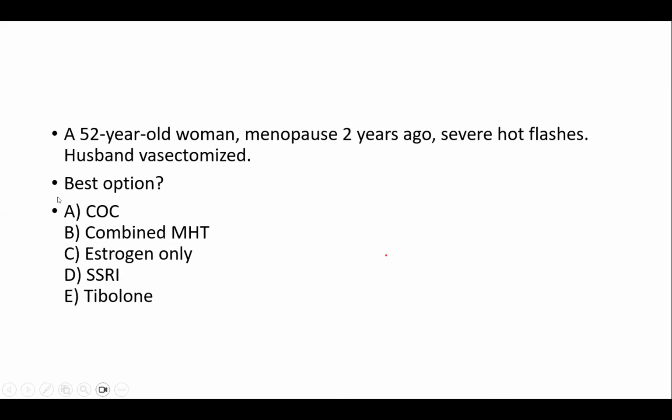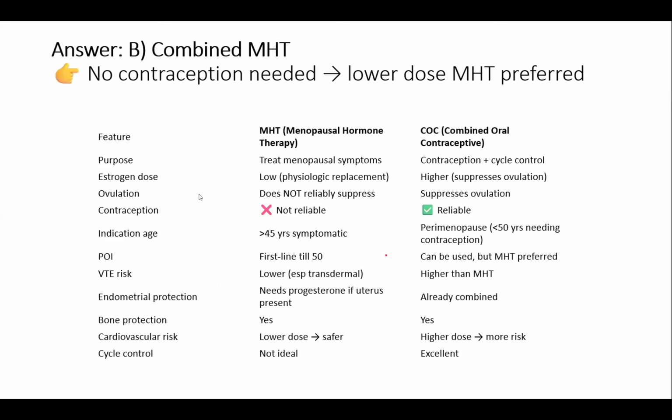And the same question here, a 52-year-old who got menopause 2 years ago, now has severe hot flushes, husband is vasectomized. The best option would be combined MHT, because here she already has menopause. So there is no need of OC pills. So here the answer is combined MHT. No contraception is required. So when to choose what?